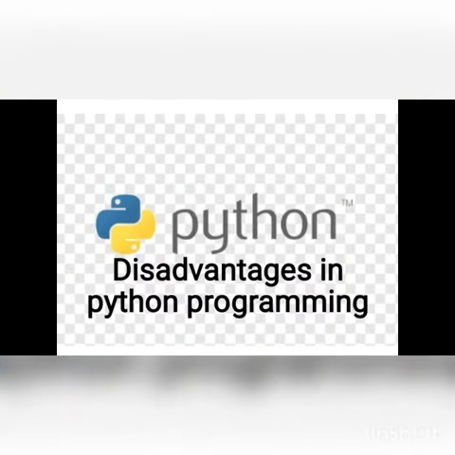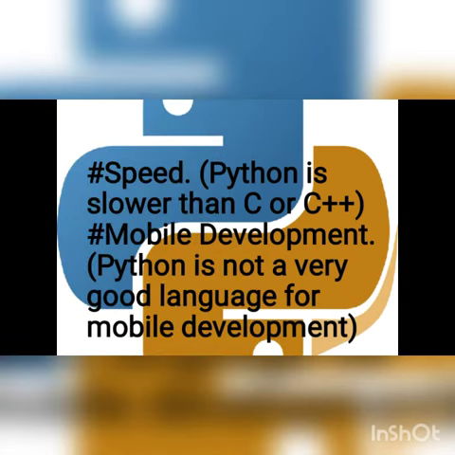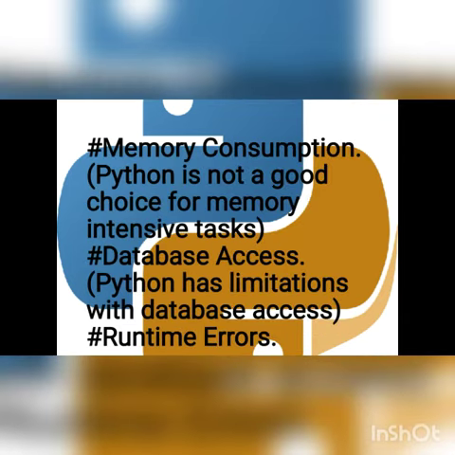Disadvantages: speed, where Python is slower than C and C++. Mobile development, here Python is not a very good language for mobile development. Memory consumption, as Python is not a good choice for memory intensive tasks. Database access, Python has limitations with database access. Runtime errors.